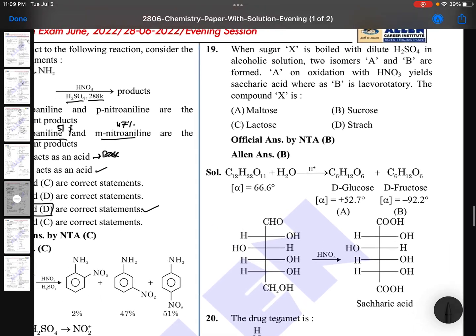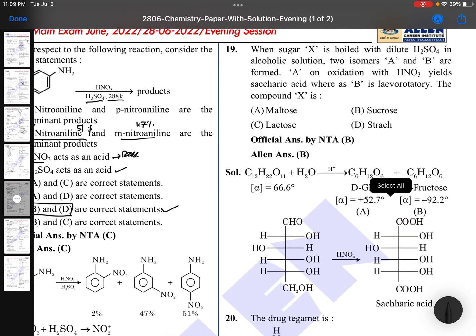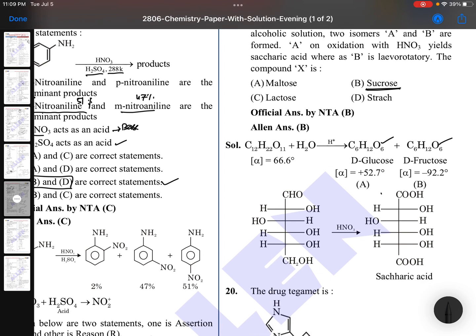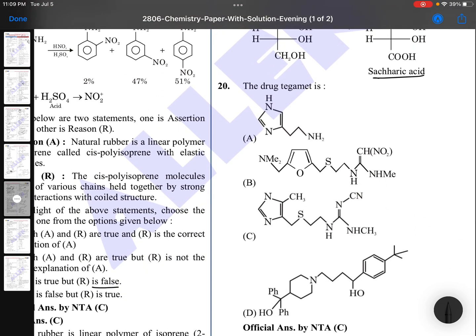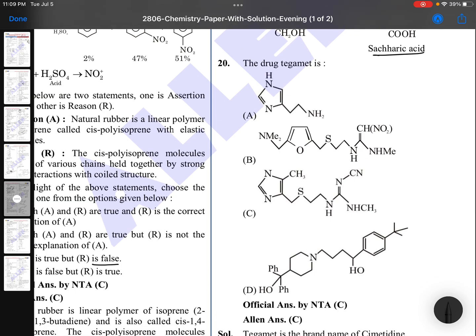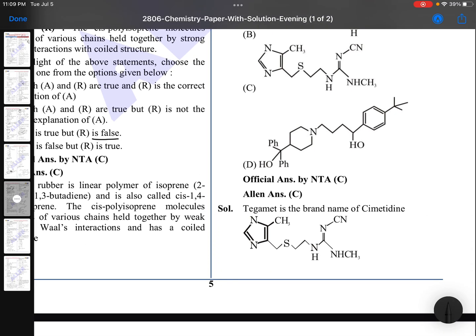When sugar, this question is also there in our paper. Sucrose in diluted state for solution forms A and B. One is glucose, second is fructose. This is glucose, second is fructose. And then HNO3 yields saccharic acid. This question we did, and this was the first question I think in the paper. This was our first question, so we did this one also.